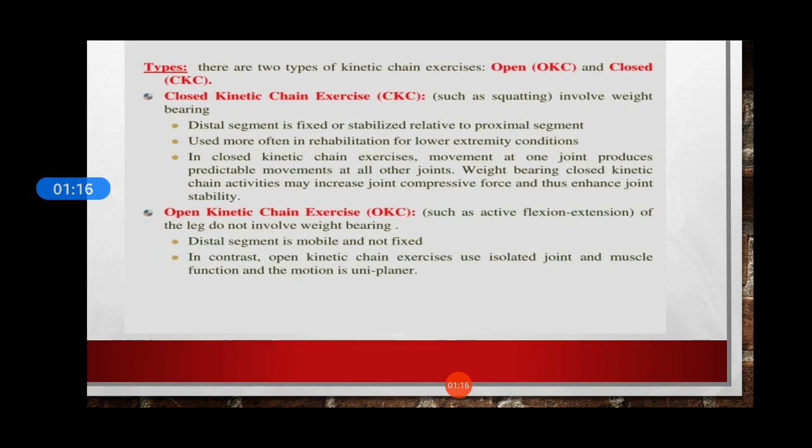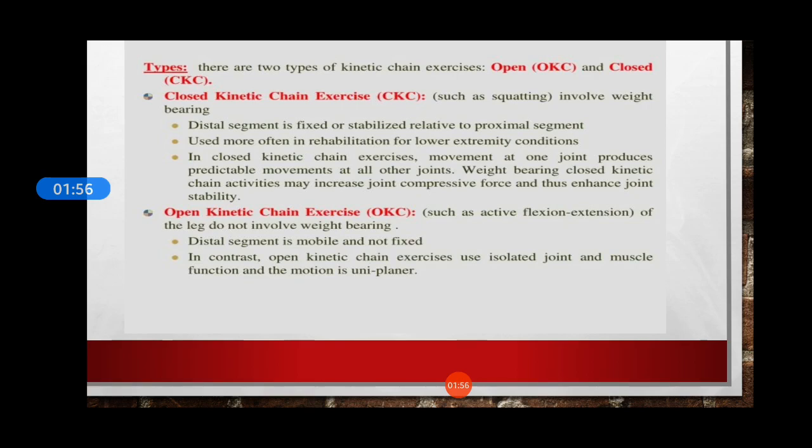The kinematic chain can be open or closed. In an open kinematic chain, one joint can move independently of others in the chain. When one end of the chain remains fixed, it creates a closed system or closed kinematic chain. Under these conditions, movement at one joint automatically creates movement in other joints in the chain. So closed kinematic chain, like when we do squatting, involves weight bearing. So here the distal segment is fixed or stabilized relative to the proximal segment, and they are mainly used more often in rehabilitation for the lower extremity.